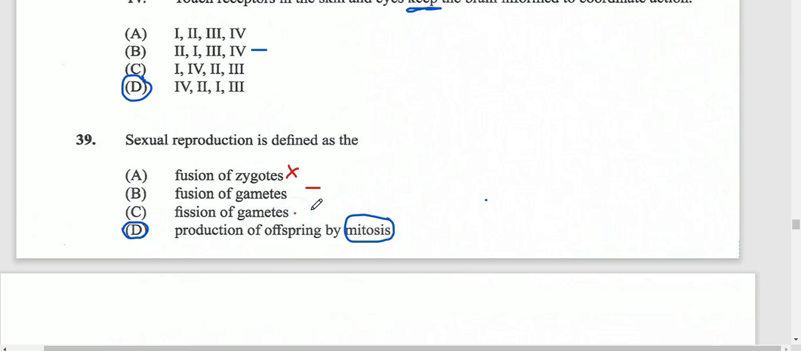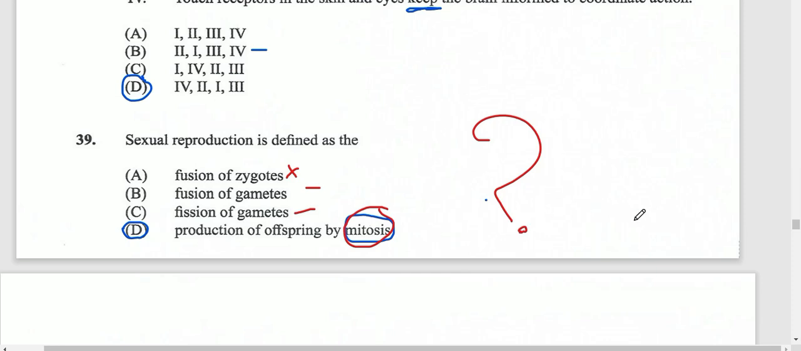This, asexual. Mitosis here makes it asexual. If this were meiosis, then of course your answer would have been D. So we're thinking for sexual reproduction, here we probably had an error. This here should have been meiosis and not mitosis. So we still circle D, but we think that there's no true answer for 39.